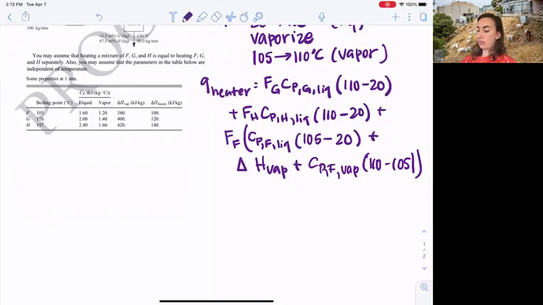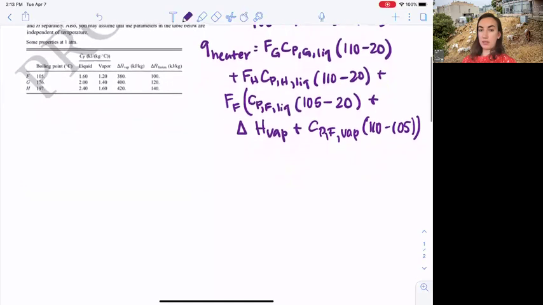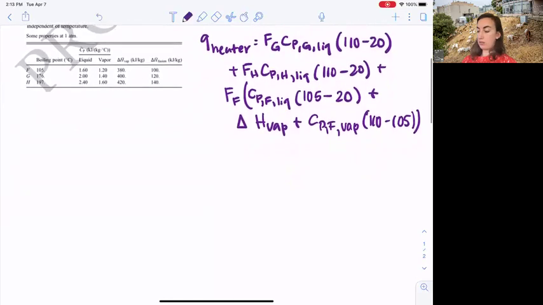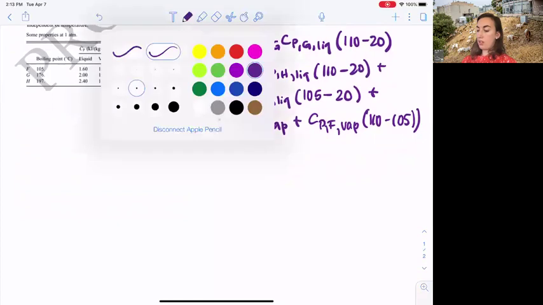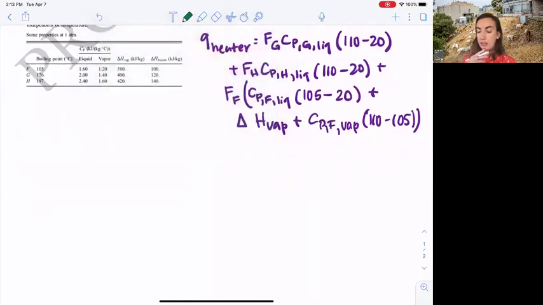Sorry, that's not that clear. Okay. And so then all we have to do is plug in our values. One thing to be a little bit careful of is units.